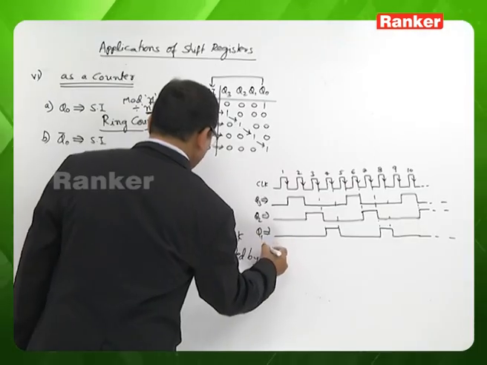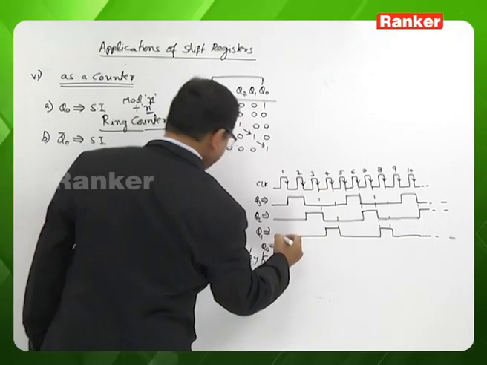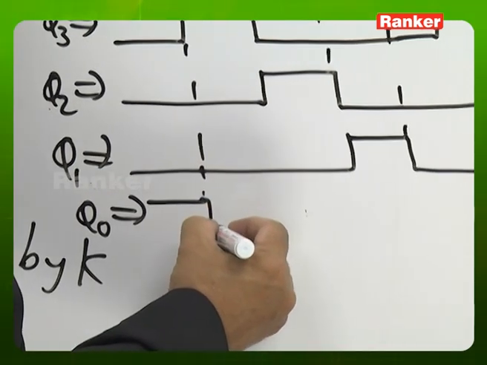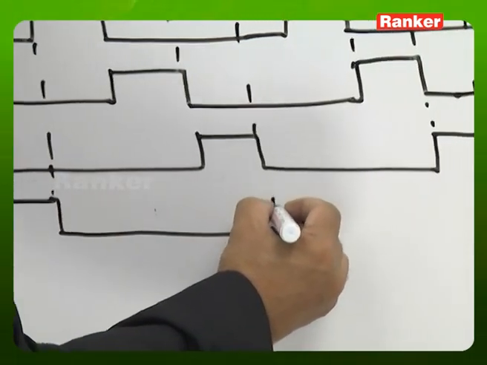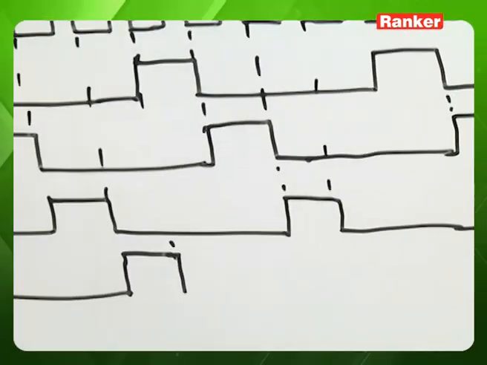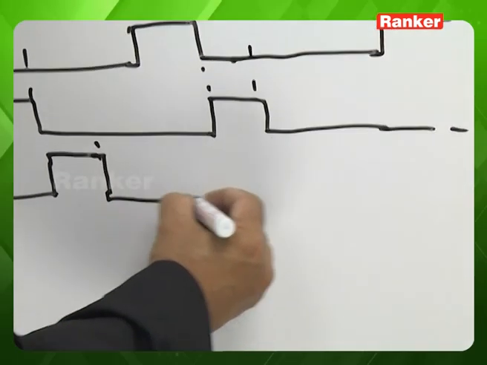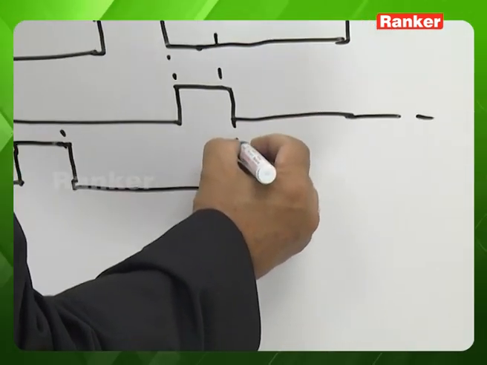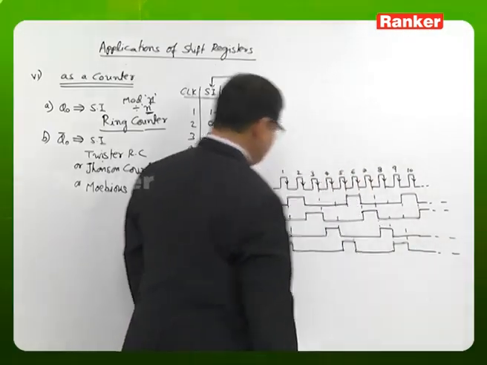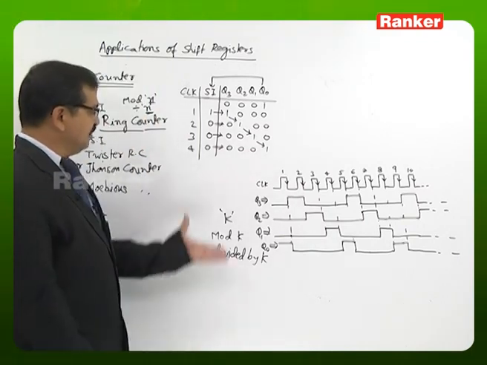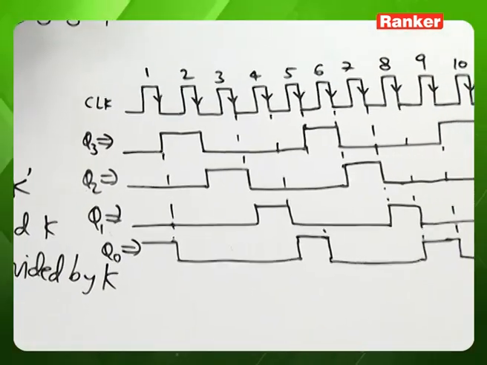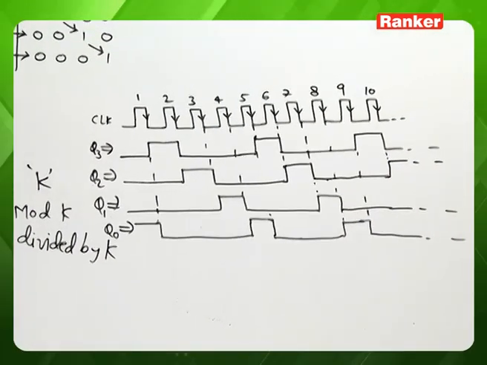If you look at Q0, initially it is 1. After the first clock pulse, it comes to 0. The same 0 continues until the fourth clock pulse. After the fourth clock pulse, it is 1. After the fifth clock pulse, it is 0. If you continue further, after the eighth clock pulse, again it becomes 1. After the ninth clock pulse, it is 0, and so on. So this is the timing diagram for this ring counter for the 4-bit case, with the initial content assuming Q0 is 1 and the remaining 3 bits are 0.